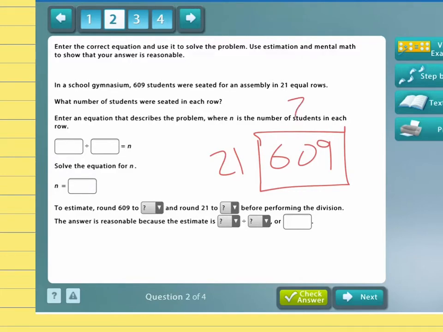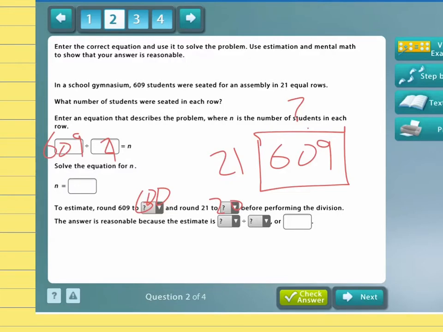We know length times width equals area, or area divided by length will equal width. So let's say the area is 609 students, divided by 21 rows, will equal n. So we solve for n. Then we're going to round. To estimate, round 609 down to 600, because that's a nice easy number. Then round 21 down to 20, because 20 and 600 are very compatible. So 600 divided by 20 is about 30.